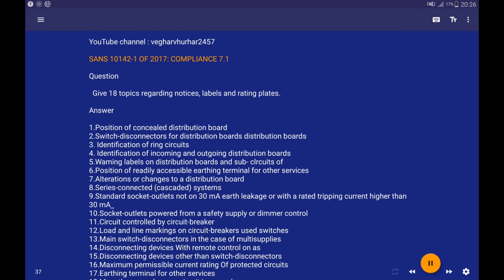SANS 10142-1 of 2017. Compliance 7.1. Question: Give 18 topics regarding notices, labels, and rating plates. Answer: 1. Position of concealed distribution board.